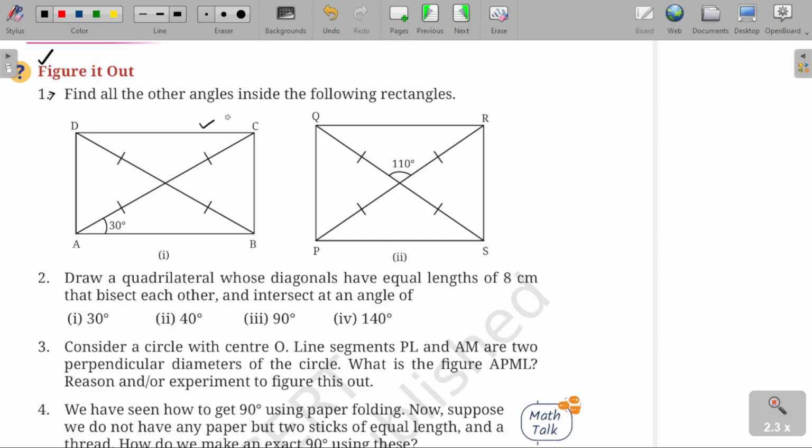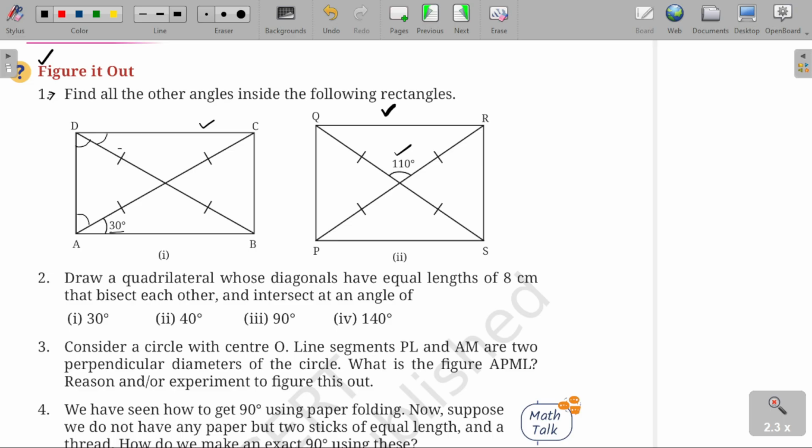You are given two rectangles. As you can see, only one of the angles is given in both the rectangles. You need to find out all the angles inside these rectangles, right?